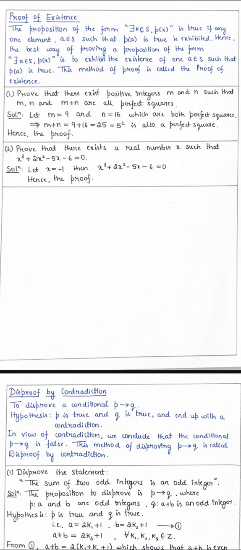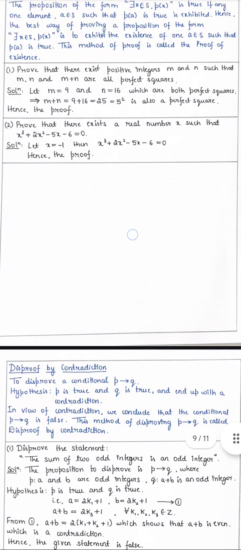Prove that there exist positive integers m and n such that m, n and m plus n are all perfect squares. Positive integers, yes. Let m be 9 and n be 16, which are both perfect squares. m plus n, 9 plus 16, is 25. 5 square is also a perfect square, hence the proof.